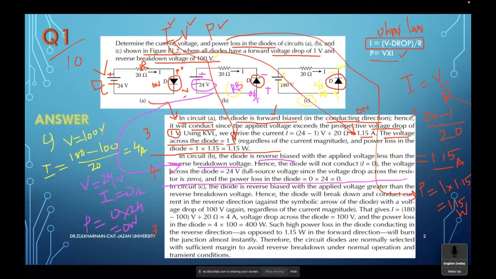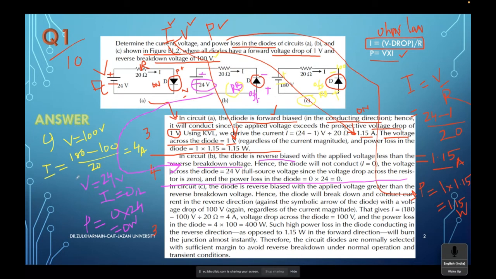Why is the voltage 100 volts? Because 180 volts is greater than 100 volts, so the breakdown voltage of 100 volts itself will come here. In the other case, 24 volts is less than 100 volts, so this 24 volts will come here. Here it is more, so 100 volts will come here. If it is less, then 24 volts will come, as in the second case.